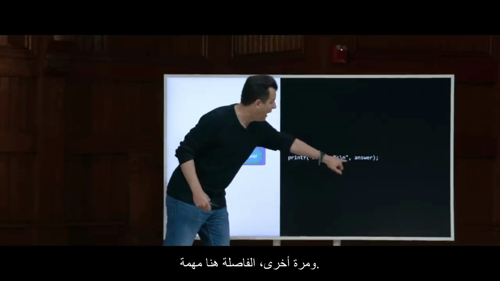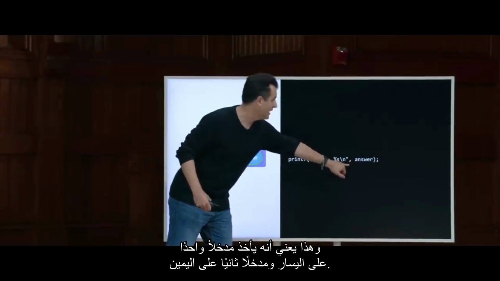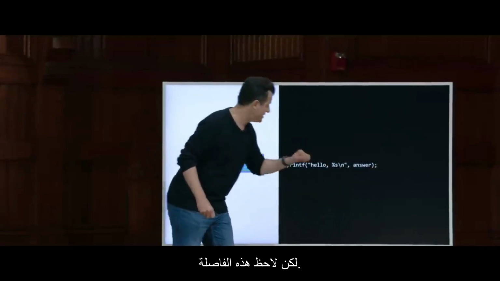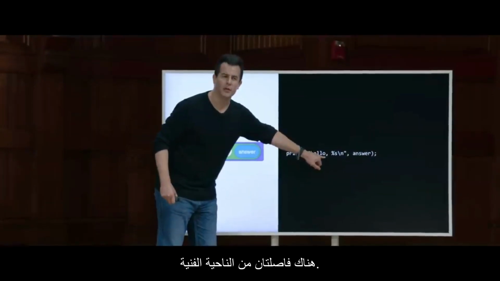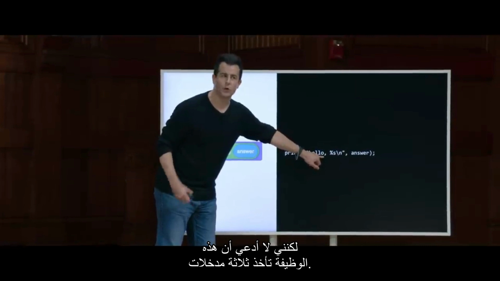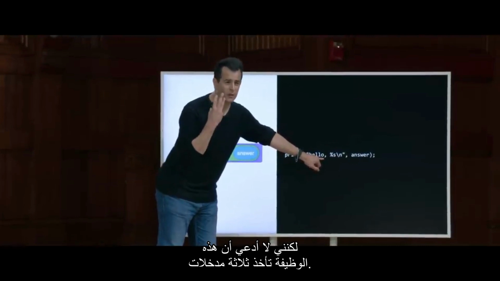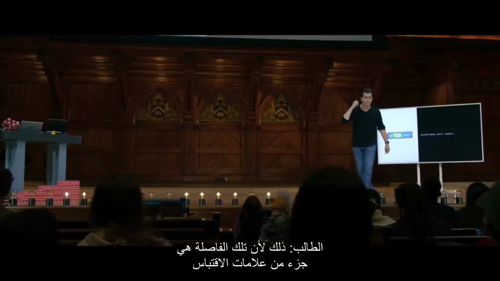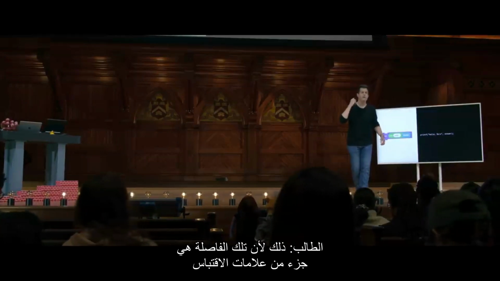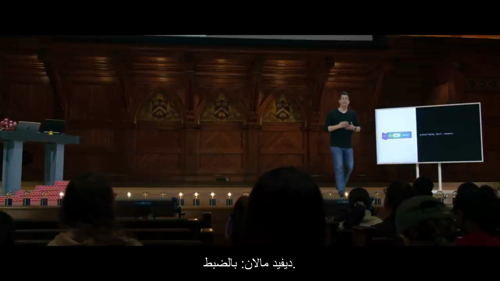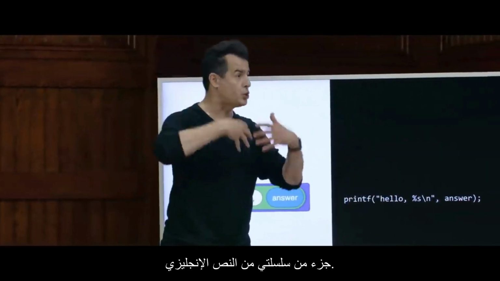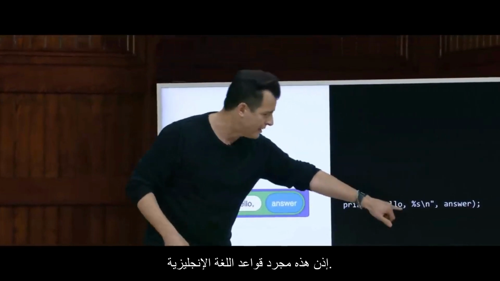And the comma here is important. This signifies that it takes one input at left and a second input at right. But notice this comma. There's technically two commas. But I'm not claiming that this function takes 3 inputs. Why? This comma I'm pointing out doesn't mean the same. It's because that comma is part of the quotation marks and is then part of the string. Exactly. This comma that I'm pointing to is part of the quotation marks and therefore part of my string of English text.